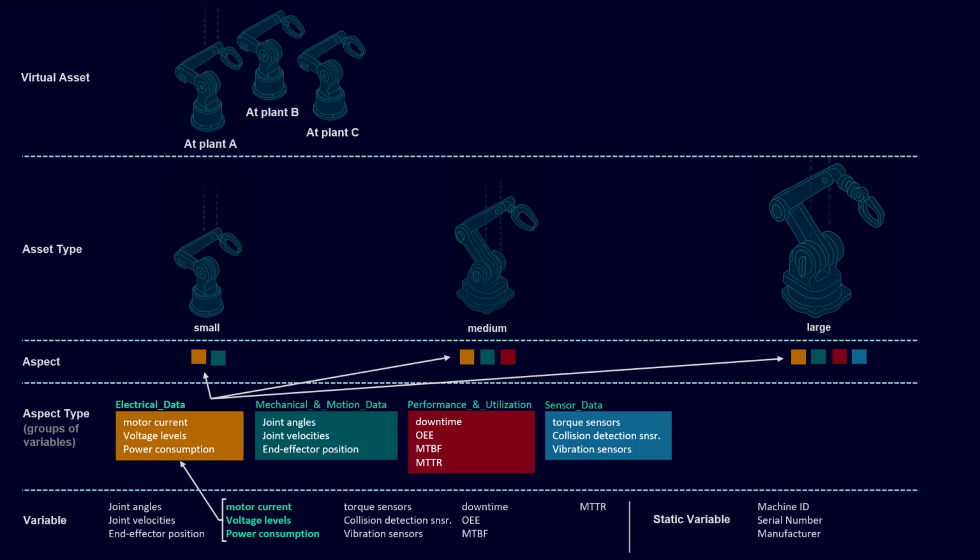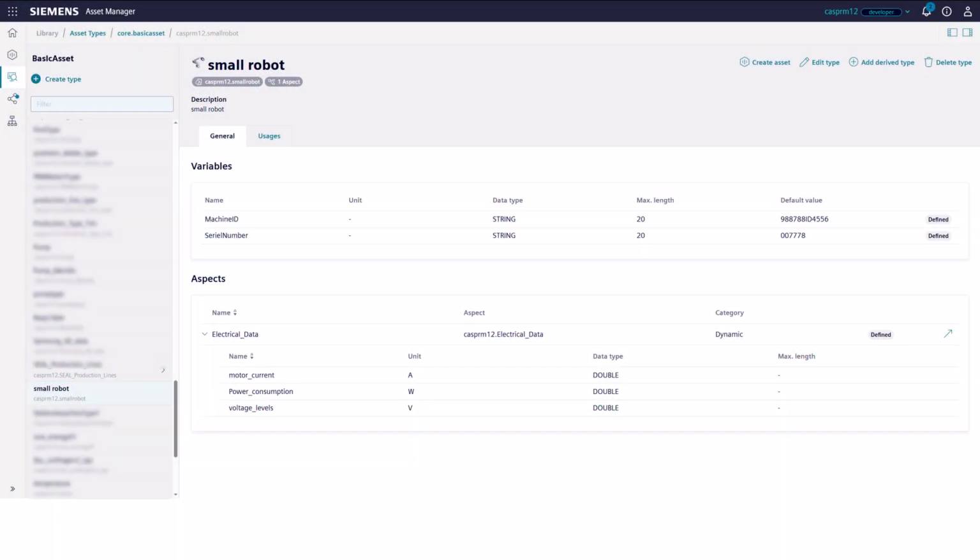To finalize this session, here you can see how this complete data model, with its components, appears in the Asset Manager within Insights Hub. For more information, find further links, other videos, and the technical documentation for asset management in the description below.